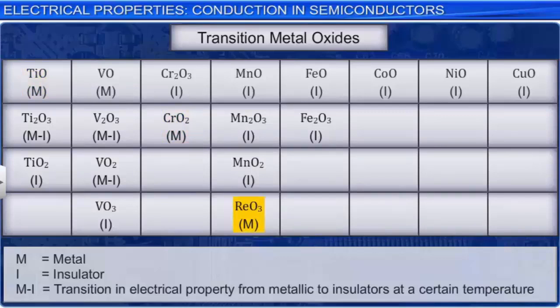Oxides like titanium(IV) oxide, vanadium(VI) oxide, and many metal(II) oxides behave as insulators. For certain metal oxides like titanium(III) oxide, vanadium(III) oxide, and vanadium(IV) oxide, there is a transition in electrical property from metallic to insulators at a certain temperature.